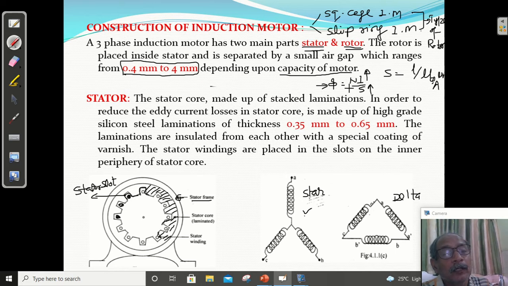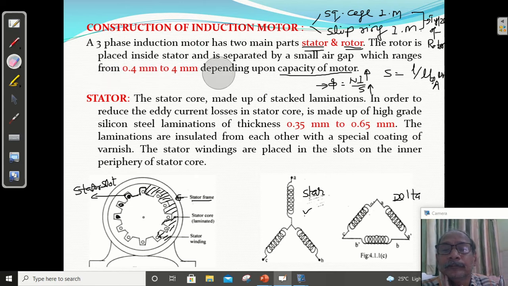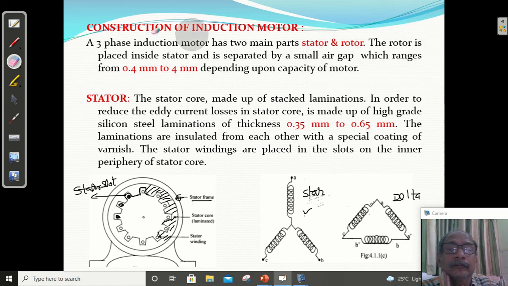Okay, flux will be always constant. We will discuss this point later on while designing, but okay. Now, what are the stator? You can say stator क्या है?